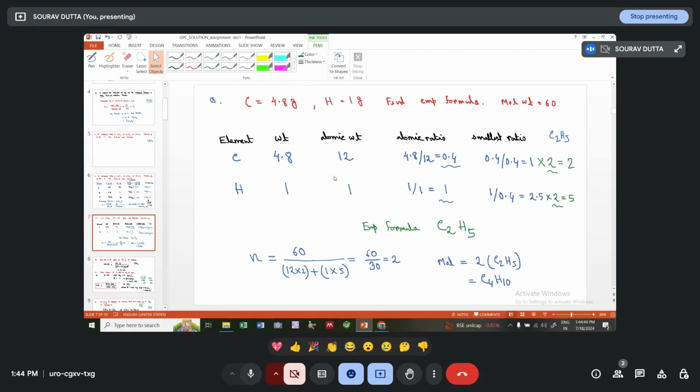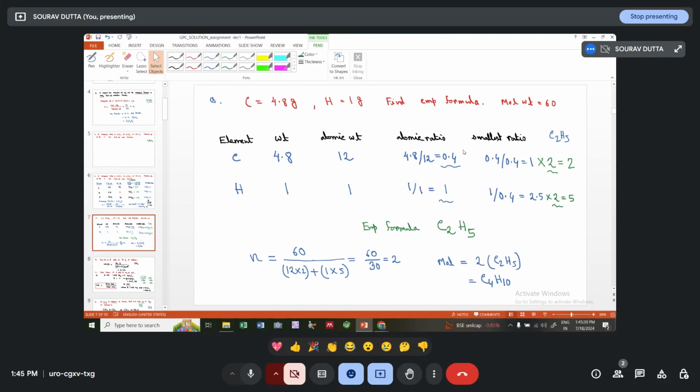So your elements are carbon and hydrogen, and your mass is 4.8 for carbon and 1 for hydrogen. The atomic weight for carbon is 12, for hydrogen is 1. So the atomic ratio will be basically the molar ratio. 4.8 divided by 12 equals 0.4, and 1 by 1 equals 1. But this is not the simplest ratio because it's a fraction. Now 0.4 is the smallest value between these two, so we have to divide each quantity by 0.4.